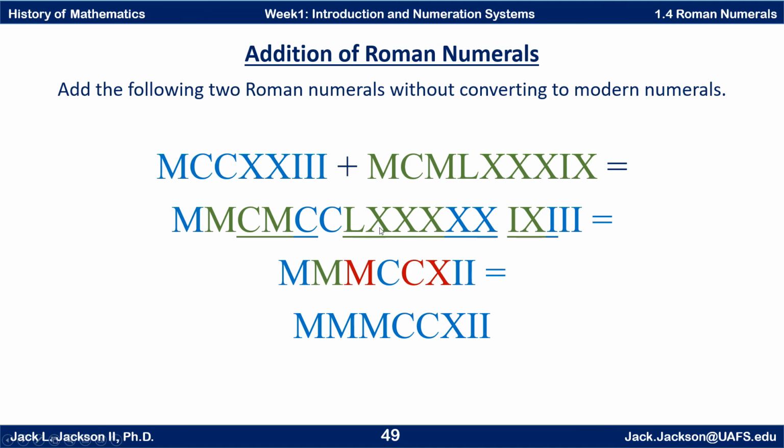Now let's see what we got here. L, and notice we have 5 X's. 5 X's is an L, which put with the other L makes a C, right? So it's 50, 10, 10, 10, 10, 10, that's 100. That's a C. There's that C. The CMC, kind of like the IXI, cancels out to just an M there. And then we have these two M's. So the final answer is MMMCCXII. There's no other regroupings that we can do, so this is the final answer.